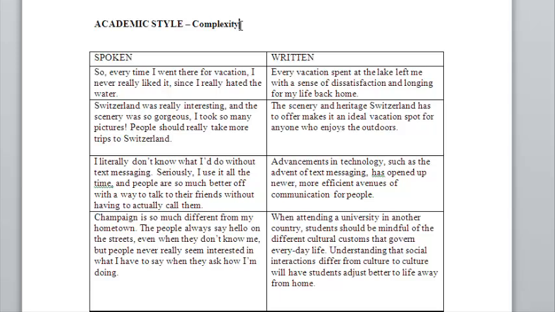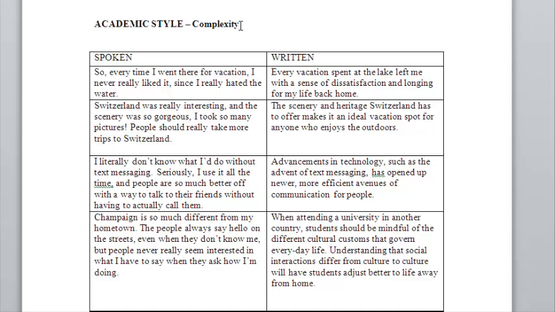If I were to write this, however, maybe in an academic paper, in some kind of a narrative, I might revise it like this: "Every vacation spent at the lake left me with a sense of dissatisfaction and longing for my life back home." Notice how I took out the word "so." The word "so" is actually a kind of conjunction. Yes, in spoken language we do this, but in written language it doesn't really add anything, so I took that out. I left "me" and "my" in there because obviously this is an experience that I'm explaining. I can't really take that out.